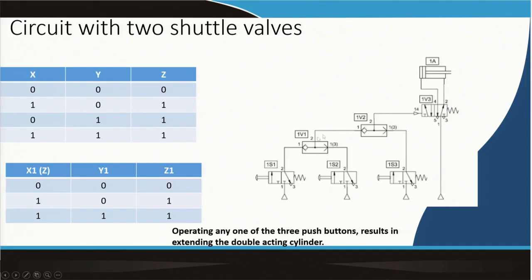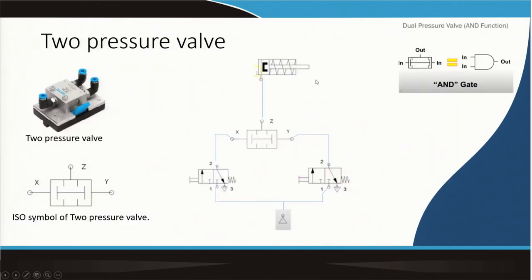So this is the way you form different types of logic circuits and control operations, where this will be connected to an actuator. Now you can see here the different types of valves. This is a 2 pressure valve. A 2 pressure valve, you can see that if this one and this one are pressed, then only it will be coming over here.